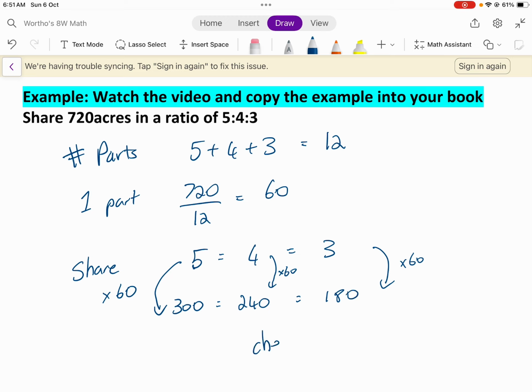We need to do a final check to make sure that we have actually shared all of the land. So we take our 300, we add that to the second person's 240 and the third person's 180, and this is a total of 720, so that we know that we have shared the land into three equal parts, 5:4:3, by giving them 300 acres, 240 acres, and 180 acres.